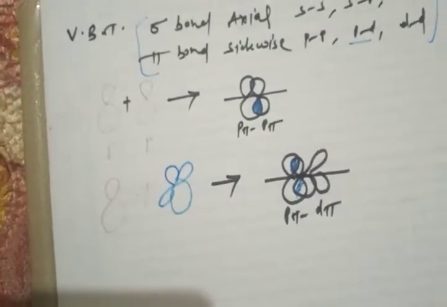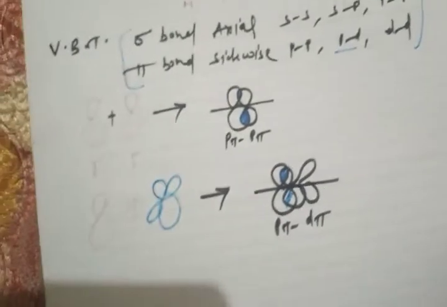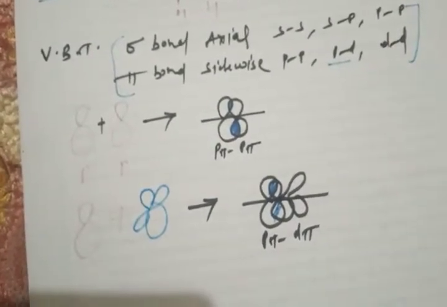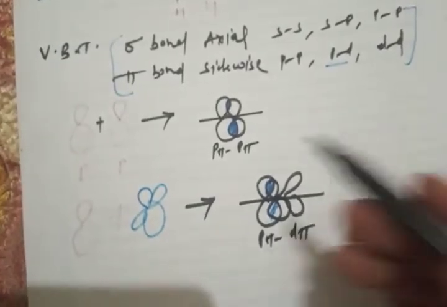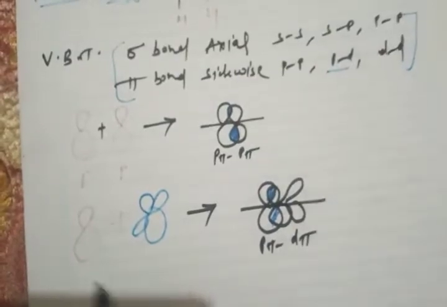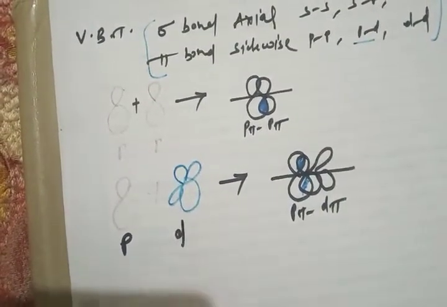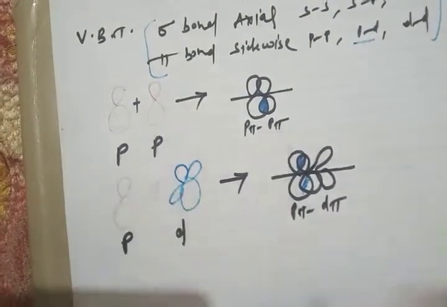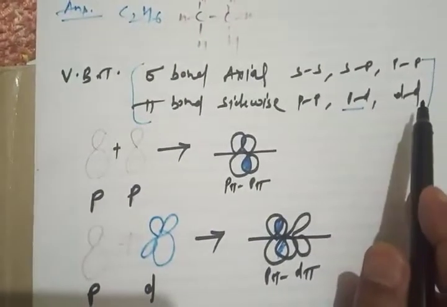And one more, this video can be longer, okay, because I need to complete this topic in a single video, so this video can be longer, but don't worry, it's very interesting one. The next one is, this is the example of p and d. This is the example of p and p, and the next one is the d to d overlapping.